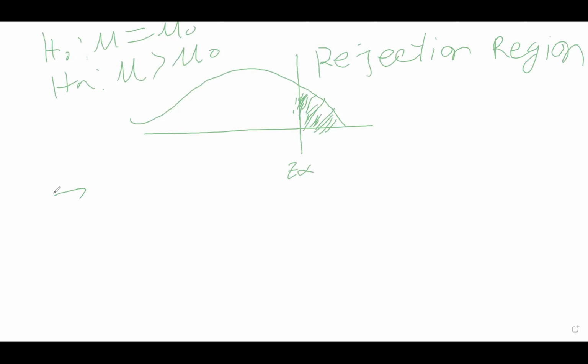Okay, then you will calculate the test statistics, Z observed or Z test. You will calculate this one: x bar minus mu naught over sigma over square root of n.